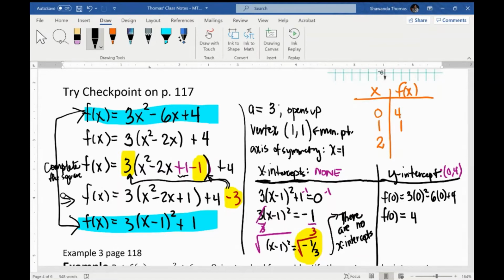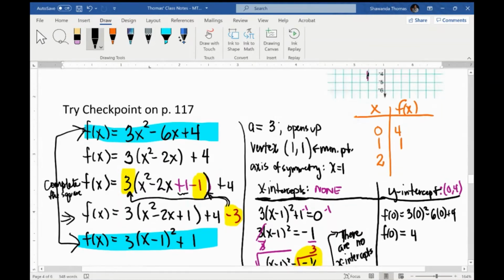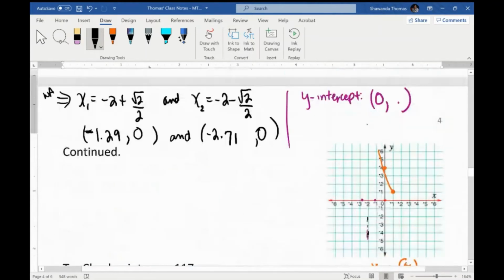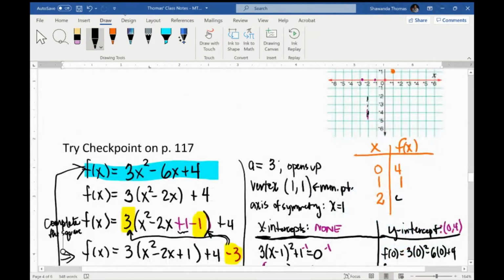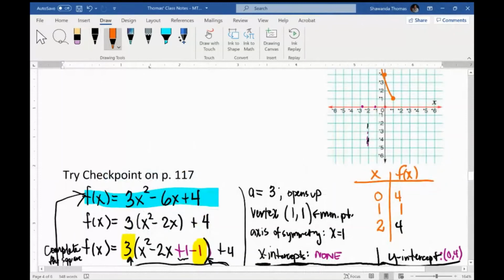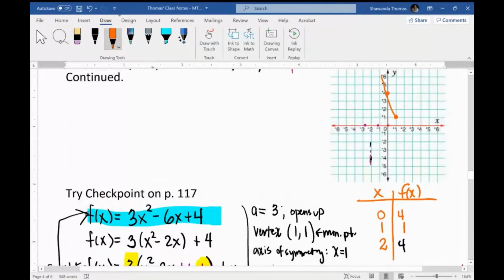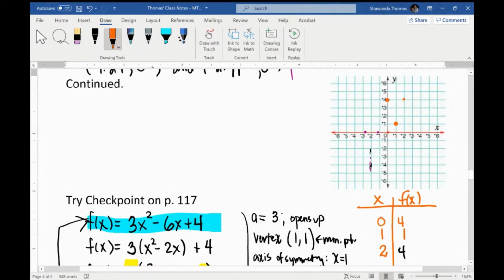Plug in 2, what do you get? 4. That's nice. Look at that symmetry. We plugged in a 0 and got 4. And now we're plugging in a 2. And we got 4. So it's looking like it's doing something. I need to curve this a little bit more. Maybe it's doing something like that.